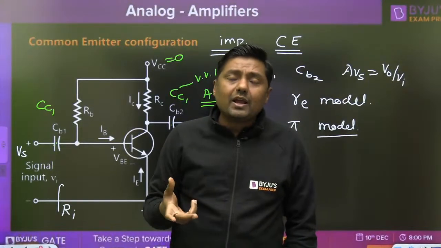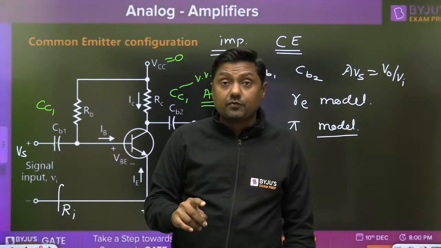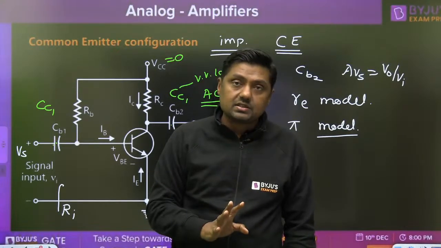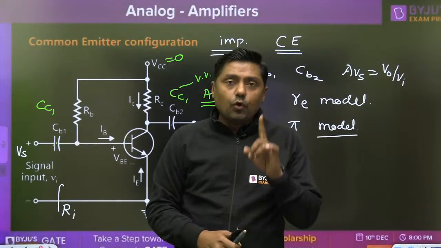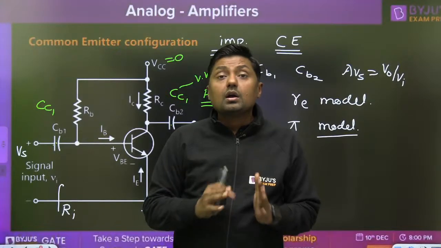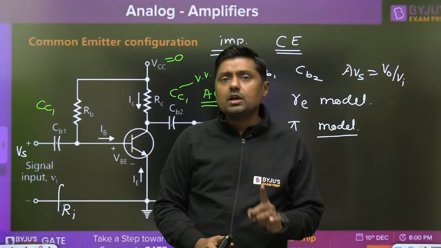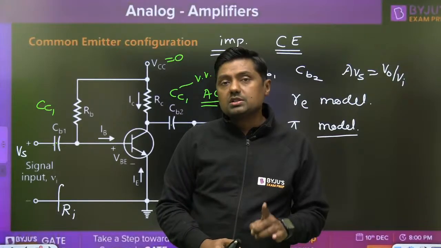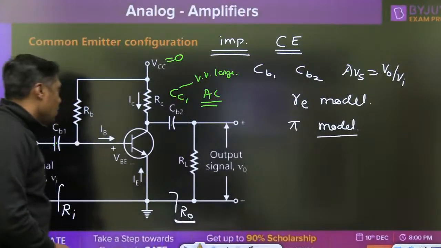When we want to calculate the voltage gain, input resistance, output resistance, phase shift, that is part of what? AC analysis. So simply we are making all the DC sources 0. If voltage source, short circuit; if current source, open circuit. Only consider the small signals. Small signals, that is what? AC signal.